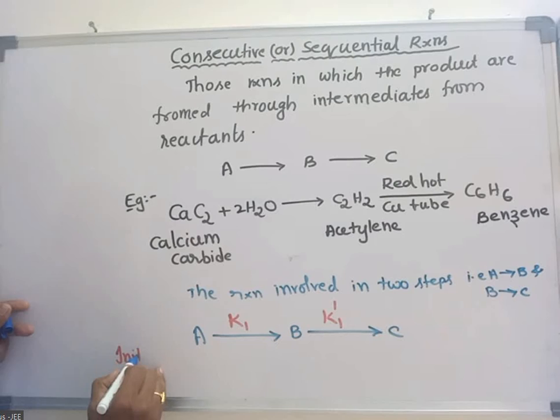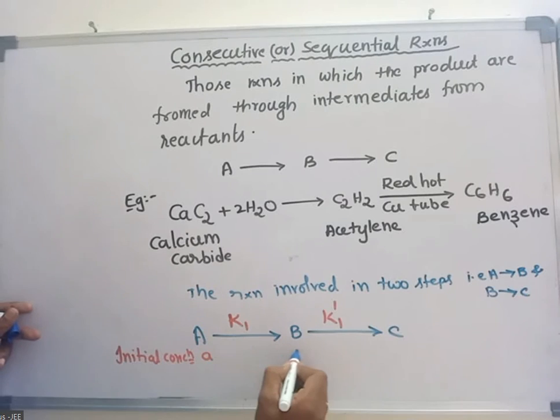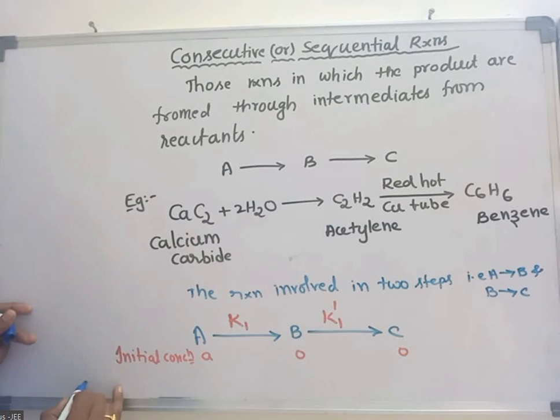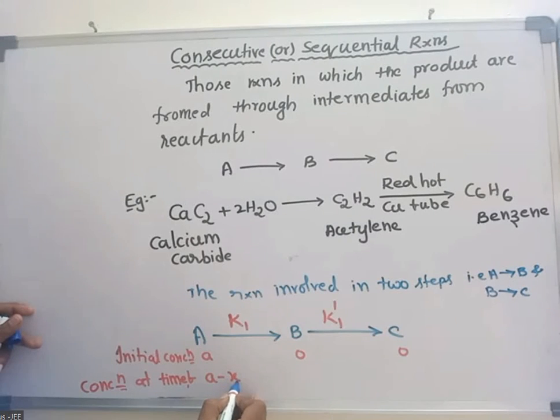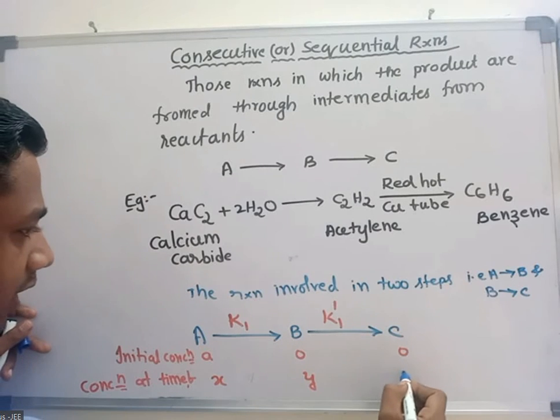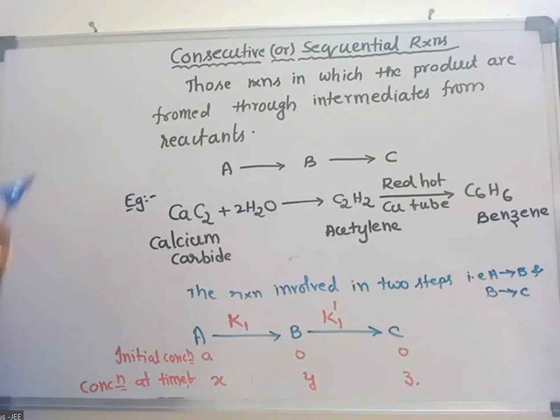Initial concentration A 0, 0. Concentration at time t equal to a minus x, or we can take it as x, y, z for simplification. The rate of reaction depends upon the rate constants K1 and K2.